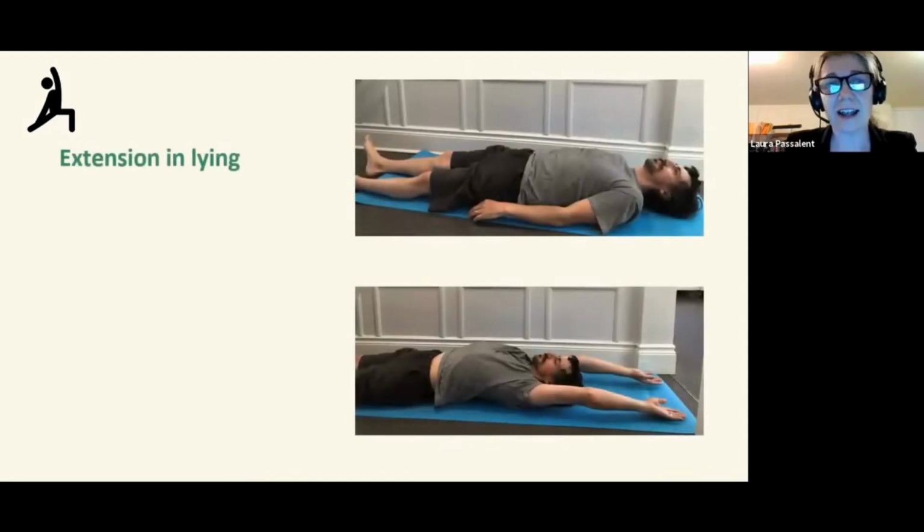Extension in line, again, this is just a good stretch. If you can lie supine on the floor with or without a pillow, you can also do it in a bed, and you raise your arms overhead. Again, this is going to provide a nice stretch for the low back, upper back, shoulders, as well as the back of the neck.